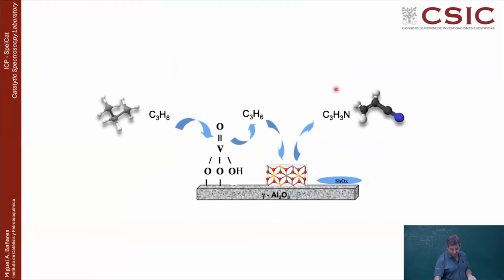And actually, this is what appears to be happening. Without the dispersed vanadia, this reaction could not occur. You need the dispersed vanadium, and the dispersed vanadium is actually the one which is converting the propane to the propylene. And that is the propylene, the one who goes to the vanadium antimonate where ammonia is also binding. And then you get the acrylonitrile.